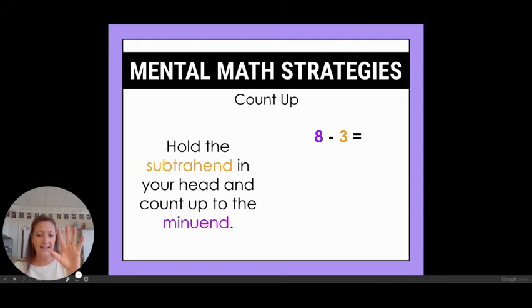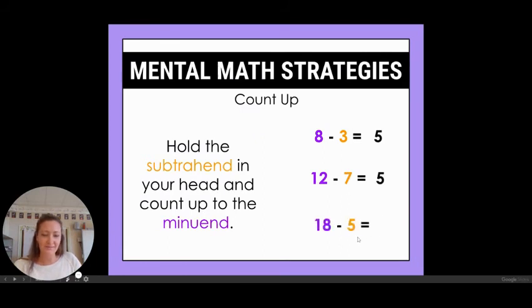So how many did I count up? I counted up 5. So 8 minus 3 equals 5. Let's try another one. Remember, we start with our subtrahend, start with the middle, and we're going to count up to 12. So let's grab my 7, 8, 9, 10, 11, 12. Again, our answer is 5. Try this last one on your own, and then we'll check.